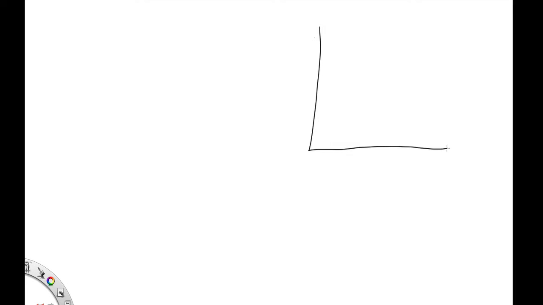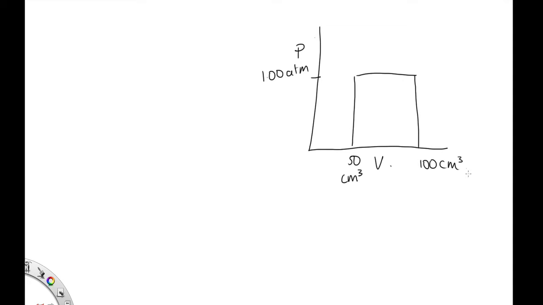Okay, let's just sketch our PV graph. That's always a good way to start. This is a constant pressure process, 1.00 atmospheres. Now, the volume was going from 50 centimeters cubed up to 100 centimeters cubed. And we were told that heat energy was added.